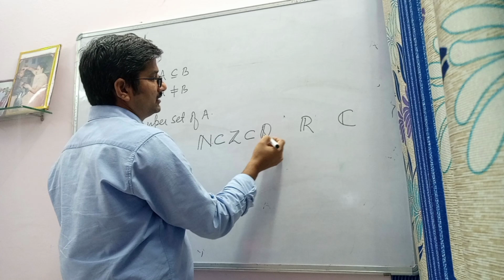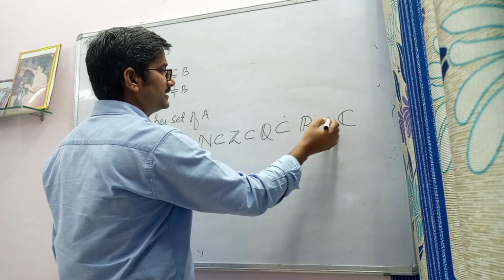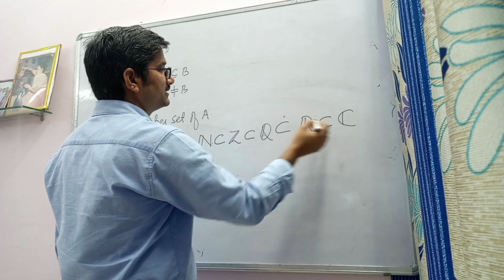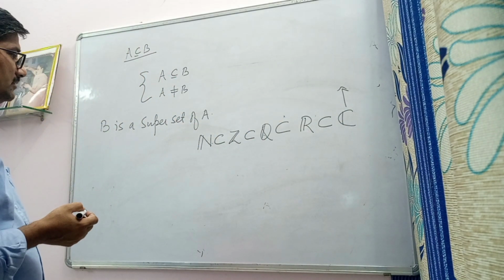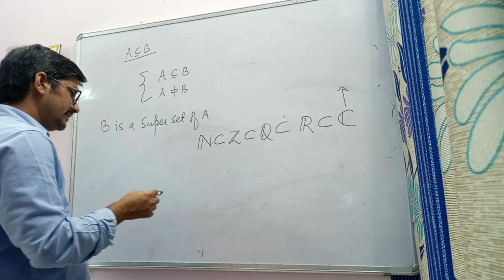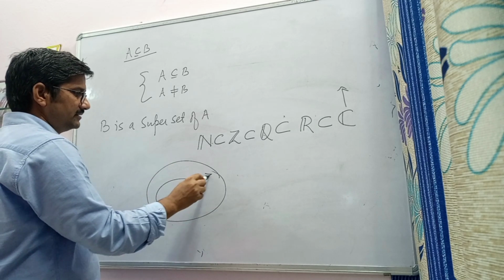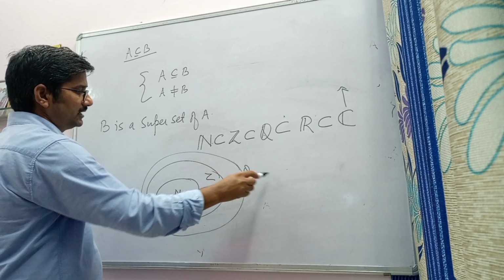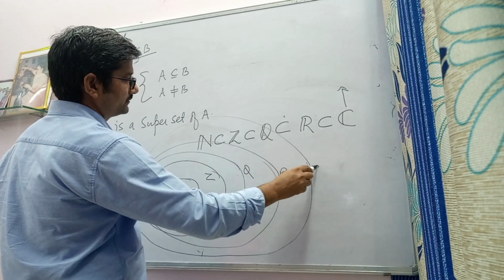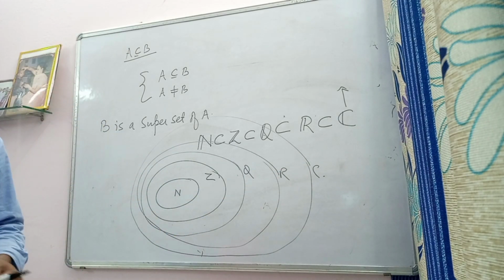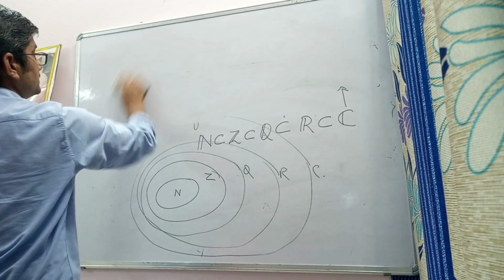Every rational number is a real number, but every real number need not be a rational number. So Q is a proper subset of R, and R is a proper subset of the set of complex numbers. This is the set of complex numbers. If you want to draw the pictorial diagram, suppose this is N, which lies in Z, and Z lies in Q, and Q lies in R, and R lies in C. So this is the pictorial way of showing these sets.